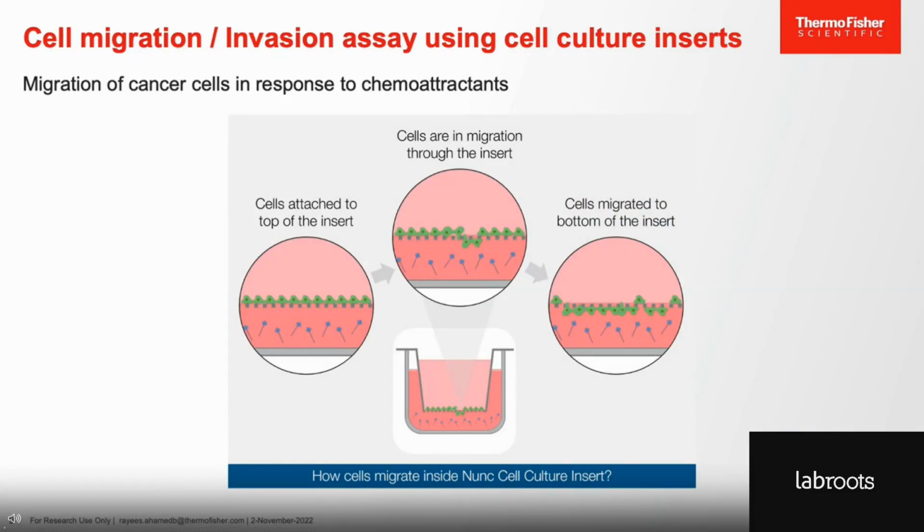So what happens inside the insert after incubation? Due to the presence of the chemoattractant, the cells try to cross the insert barrier by migrating from the top of the insert to the bottom of the insert, as seen in this graphical representation.